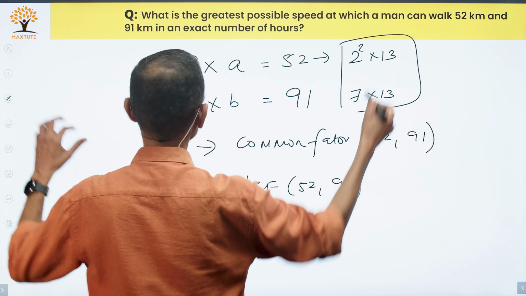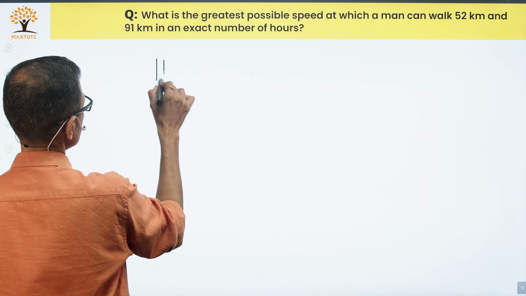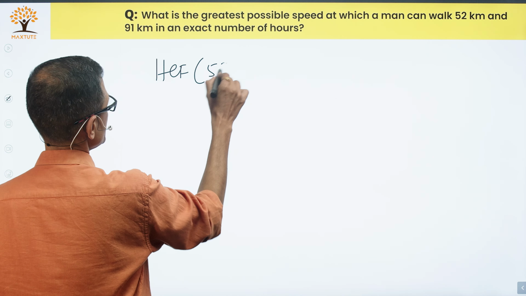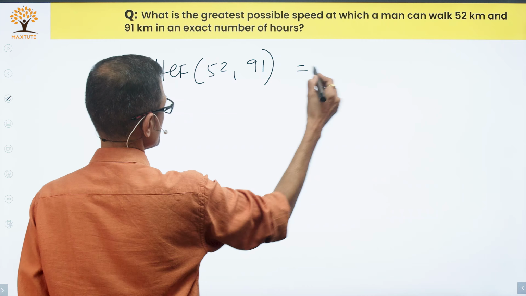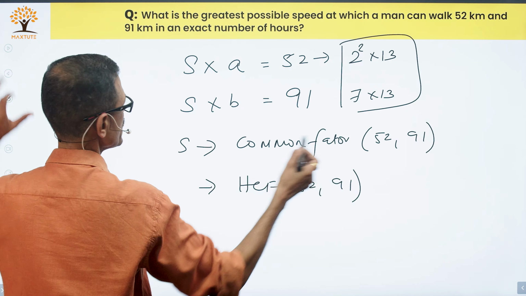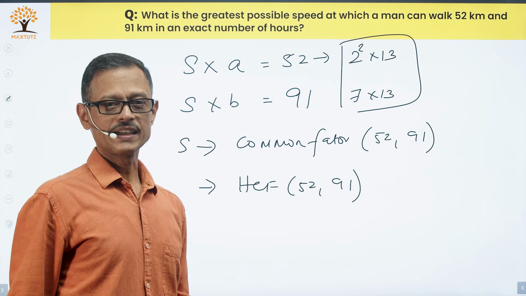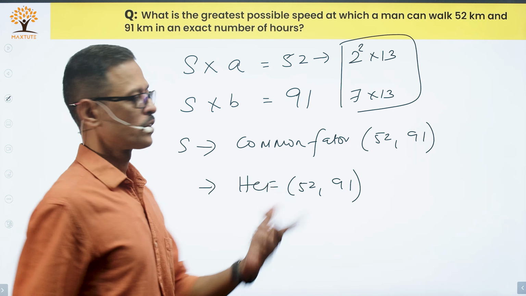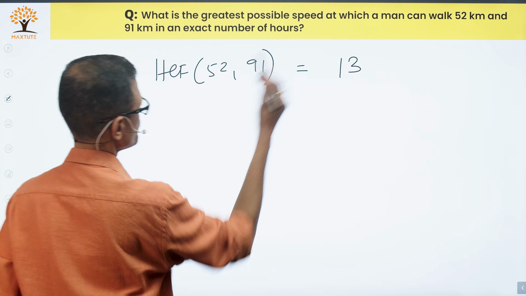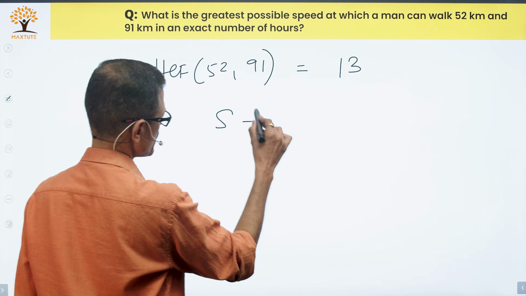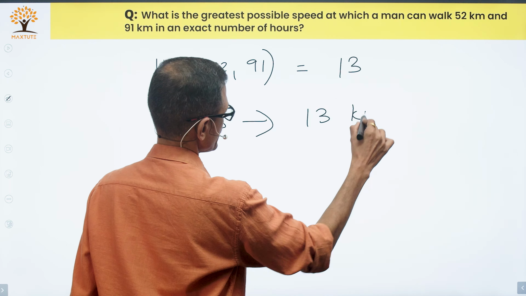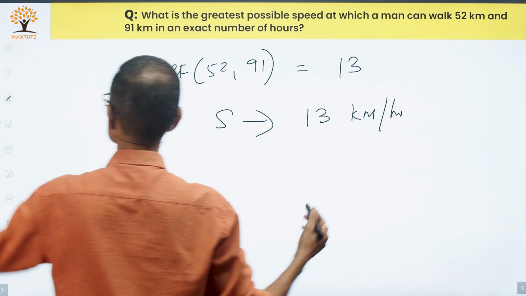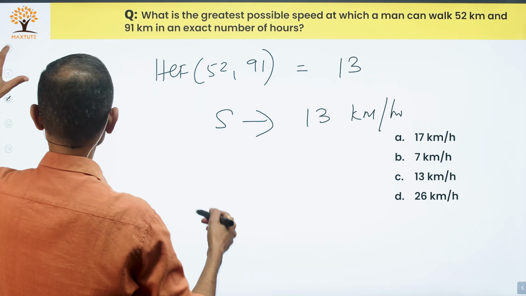What's the only prime common to both these numbers? So the HCF of 52 and 91 is the product of common primes. The only common prime between these two numbers is 13. In the lowest power, in both numbers 13 is present in a power of 1. So we're going to take that. So the HCF of these two numbers is 13. So the greatest possible speed at which this man can walk is 13 kilometers per hour. Take a look at the answer options. C is the correct answer to this question.